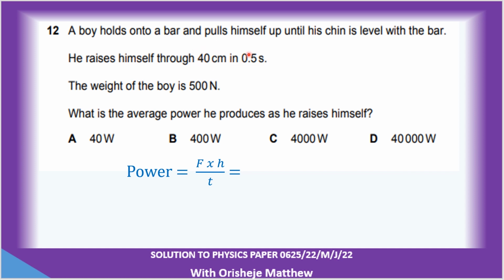Then the time in seconds, you use it. So this is the only trap in this question. Okay, you must convert this 40 cm to meter before you substitute into this equation. Okay, so that will give me 400 watts, or joule per second. What is the unit of power?